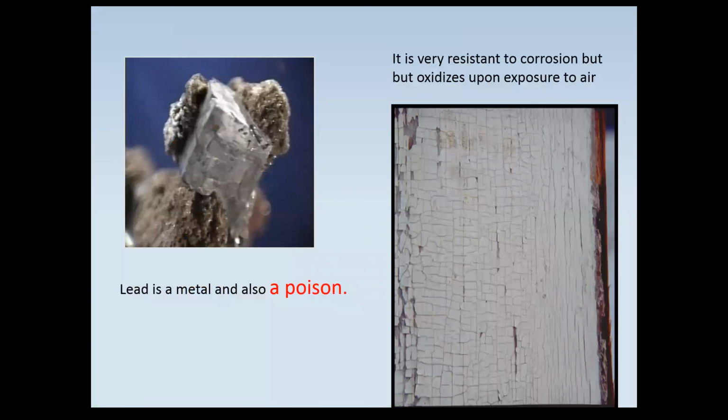Let's start with what is lead. Lead is a metal, but unfortunately it's also a poison, and it becomes a poison when it starts deteriorating. It is very resistant to corrosion, but oxidizes upon exposure to air. So the picture that you are seeing here is a very characteristic picture of a lead-based paint surface. This is a lead hazard, and this is how our kids are getting lead poisoned, because they are eating either the paint chips or the dust that this deterioration creates.